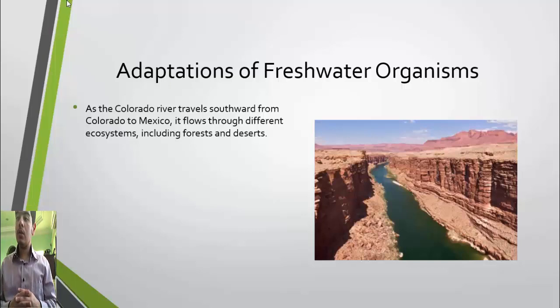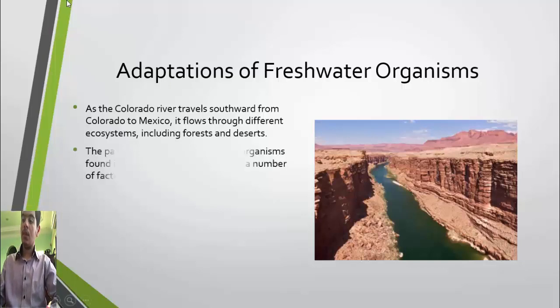As the Colorado River travels southward from Colorado to Mexico, meaning from here to here, it flows through different ecosystems, including forest and desert. So that's why we see forest and deserts here. The organisms adapt to the conditions they have here, weather and the water temperature, and the same thing with the water. So that's why we have the picture and the information.